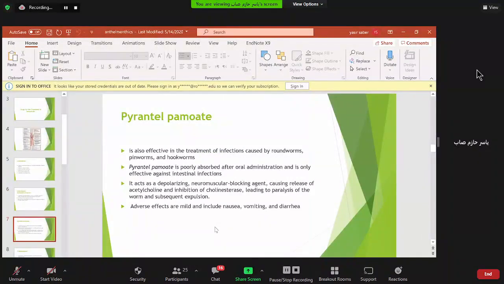Pyrantel pamoate is also effective in the treatment of infections caused by roundworm, pinworm, and hookworms. Pyrantel pamoate is poorly absorbed after oral administration and is only effective against intestinal infections. In fact, pyrantel is a depolarizing neuromuscular blocking agent that causes the release of acetylcholine and inhibition of cholinesterase, leading to paralysis of the worm and subsequent expulsion.